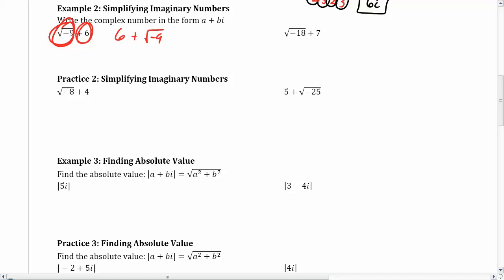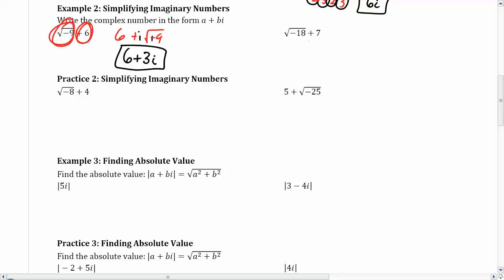Let's simplify. What is the square root of negative 9? Well, we know it's I, the square root of positive 9. What is the square root of 9? What number times itself equals 9? That would be 3. 3 times 3 is 9. So this is going to be 6 plus 3I. Done. Second one.